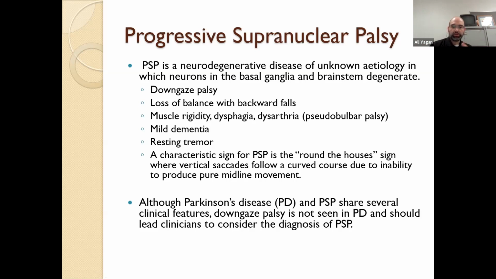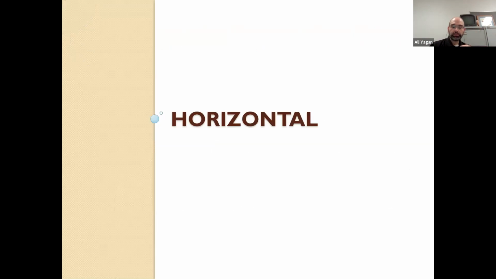There are some signs to differentiate it from Parkinson's disease. Sometimes in Parkinson's there is convergence inability, so they can't converge. It doesn't really cause a palsy at the early stages anyway. That's the vertical palsies. The horizontal ones are a little bit more common, to be honest with you, and a little easier to understand as well.